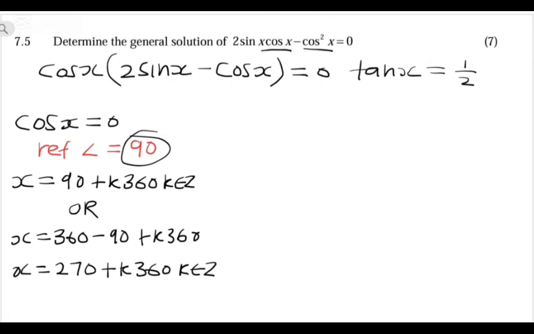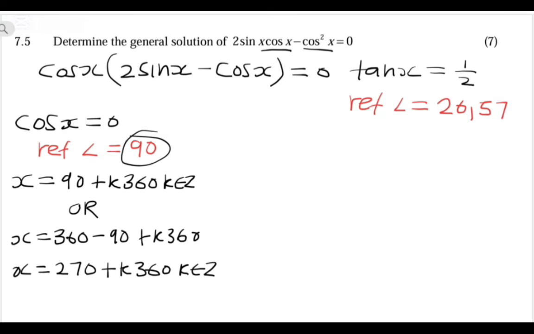To find the general solution of tan, we need to first find what we call the reference angle. The reference angle is very easy. Just take your calculator, say tan inverse, and you put 1 over 2. If you punch that in on your calculator, you're going to get that tan inverse of 1 over 2 gives you 26.5. Let me just round it to 2 decimal places: 26.57. This is going to be our reference angle.